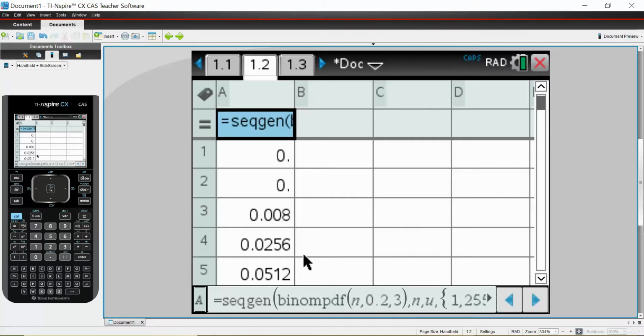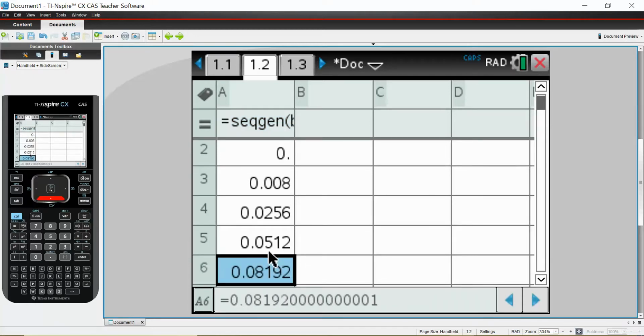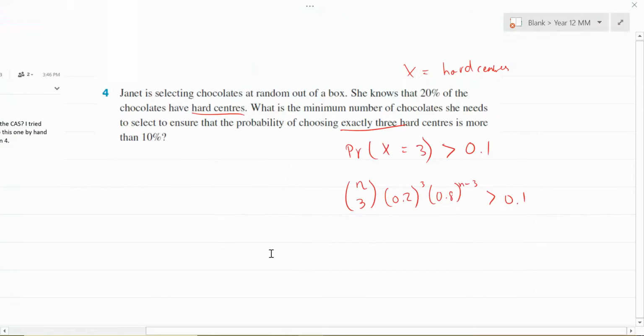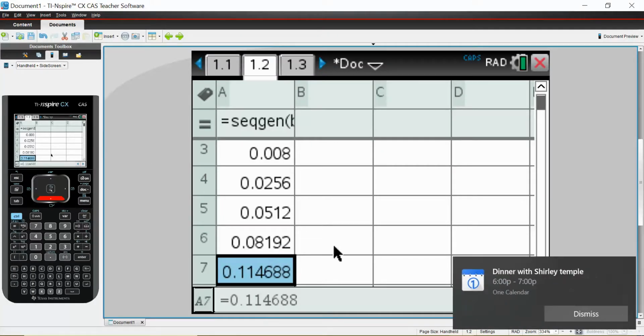Okay, so it ends up being 0.08, right? But what we wanted was, how many trials do I need to get more than 10%? At the moment, this is 0.08%. This is 2.5%. So I'm going to keep going down until I get more than 10%, because that's what the question said. They said is more than 10%. So if I'm looking at it clearly, right?